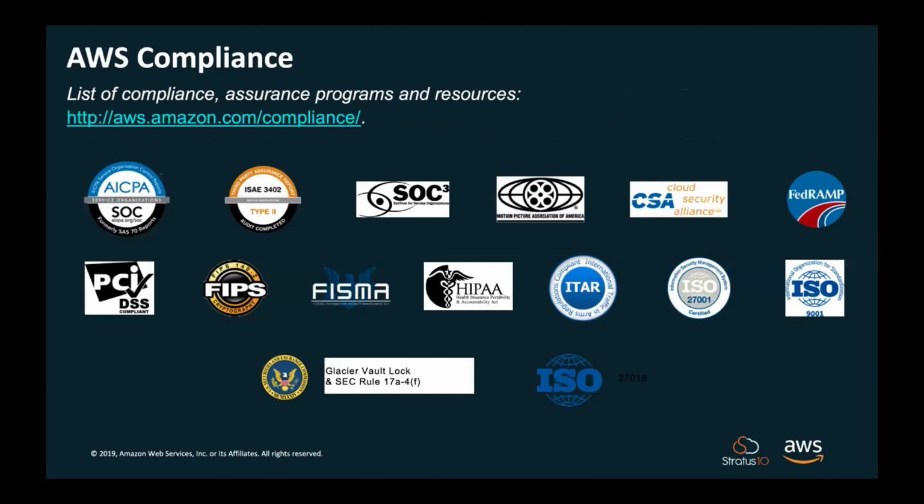And then here's a list of compliance certifications that AWS has gone through or continues to go through. These are all continuing processes. It's like painting the Golden Gate Bridge: as soon as you're finished, you have to start the compliance all over again. So you have your SOC compliances, HIPAA, FISMA, ITAR, ISOs, PCI, FedRAMP.